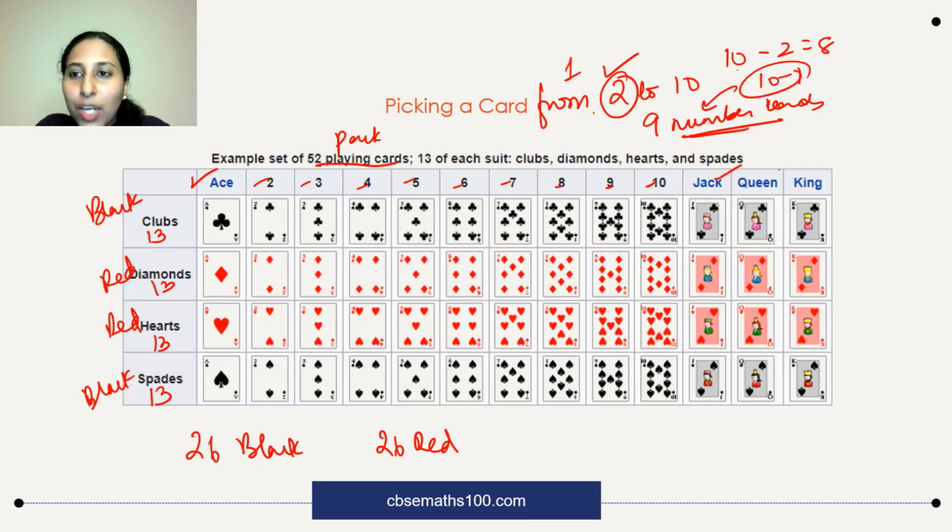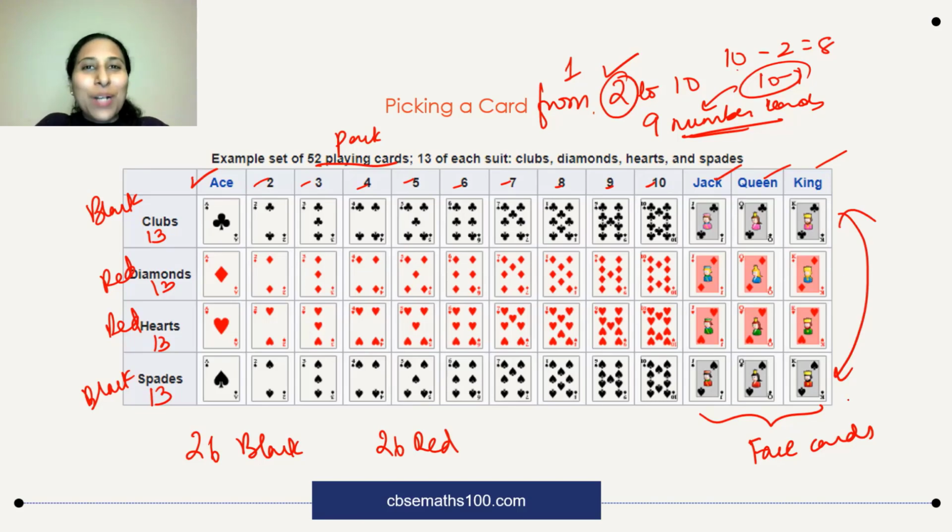And what are these Jack, Queen, King called? These are called face cards or picture cards. So these 3 face cards, totally how many face cards do you have? You will have 3 into 4. 4 suits are there, no? So totally 12 face cards. Understanding this division of a pack of cards is very important for you to answer questions based on probability.